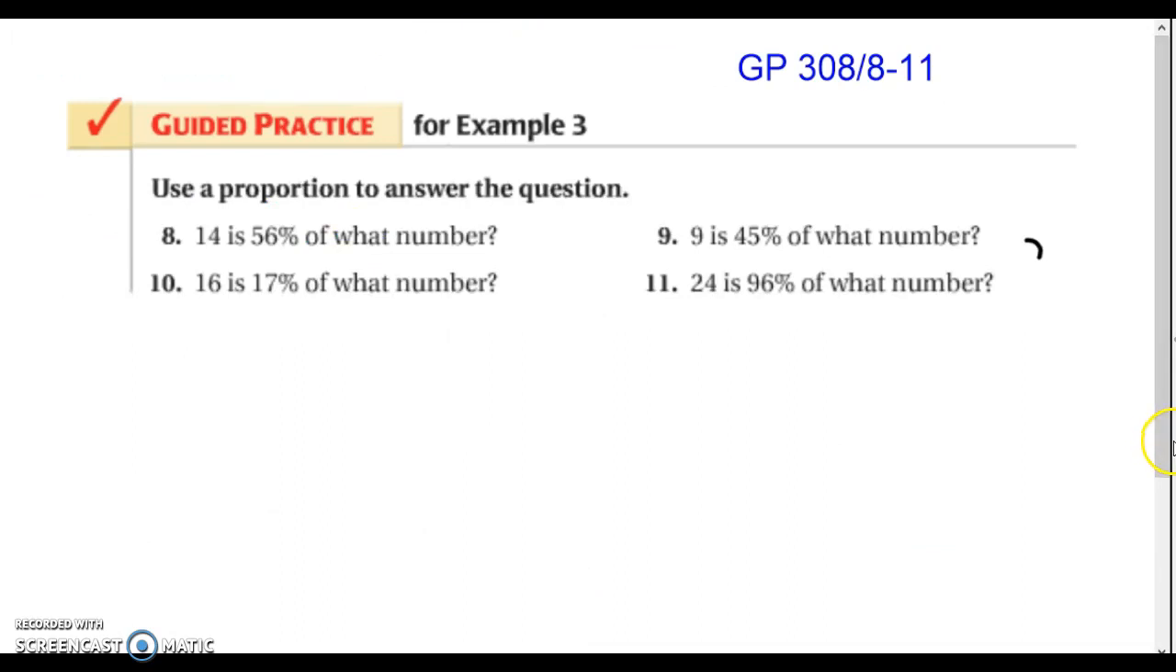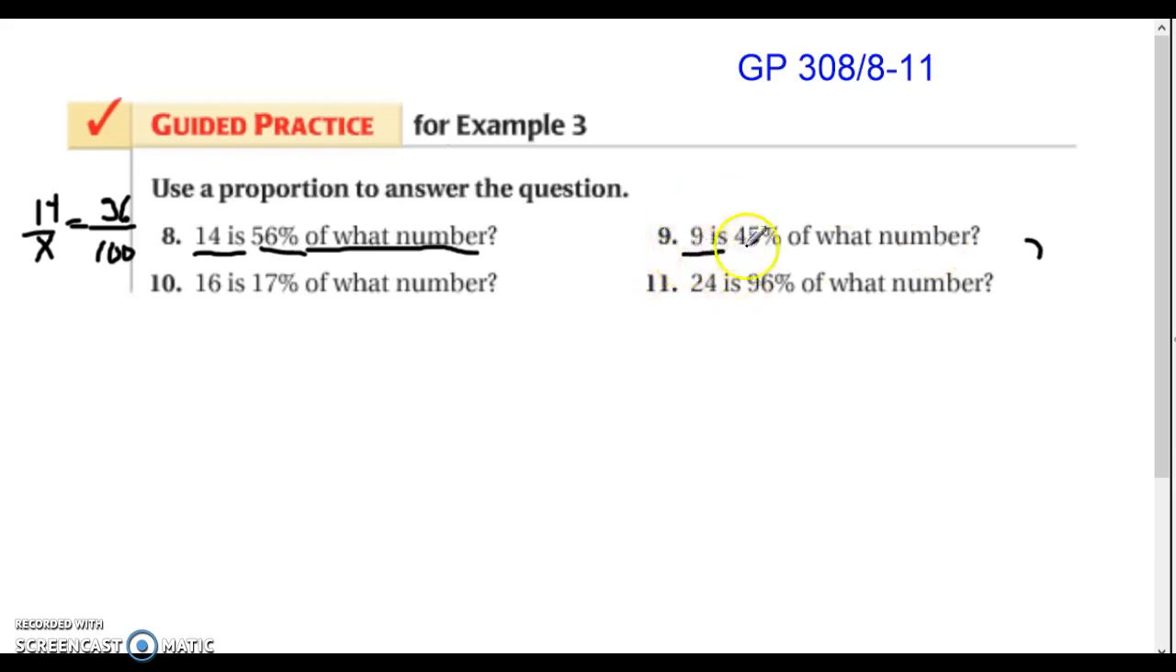Okay, so here are 4 more problems in which we're solving for the base. Go ahead and pause. I want you to set up your proportions first, and then go ahead and check back in. Okay, so 14 is 56% of what number? So 14 is would be my numerator, and then 56% is always over 100, and then I'm looking for my of, and my of would be my denominator, so that would go as my bottom.